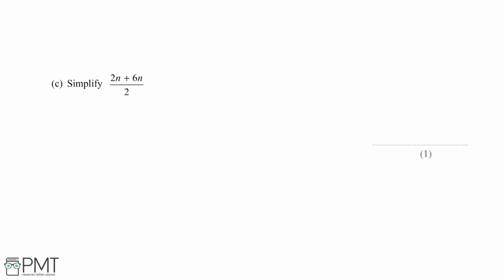Simplify 2n plus 6n divided by 2. So in order to simplify this expression, we're going to want to simplify down the numerator first, which is the 2n plus 6n. Now 2n plus 6n is equal to 8n. So what this means is 2n plus 6n divided by 2 is equal to 8n divided by 2. And now 8 divided by 2 is equal to 4, which means 8n divided by 2 is equal to 4n.